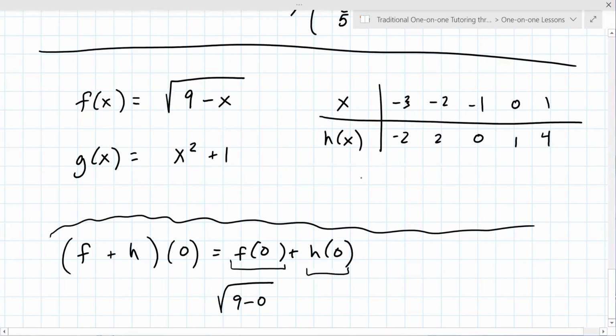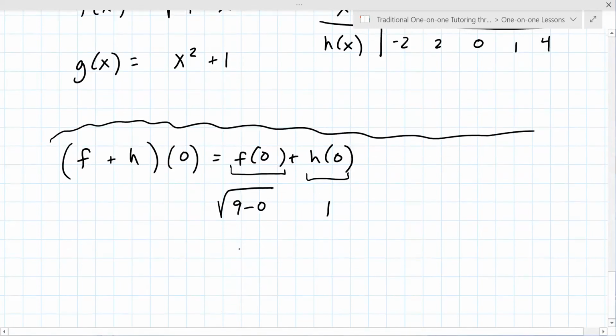What is h of 0? Looks like it's 1. Okay, so this is 1. The square root of 9 minus 0 is 3. 3 plus 1 is 4. Okay. All right.